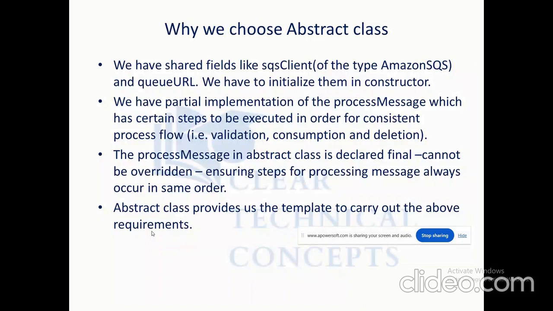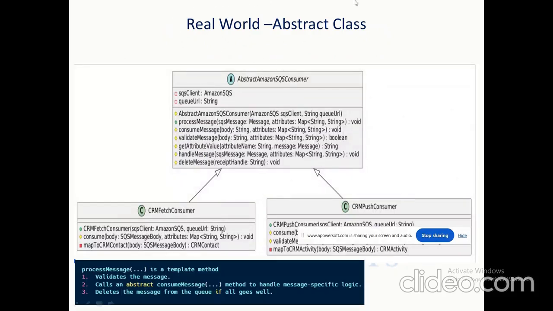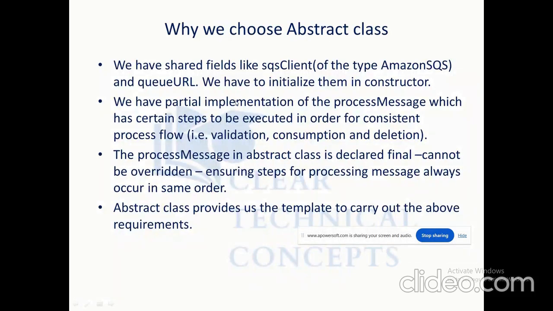Now, the question comes here, why did we choose an abstract class in this scenario? The point to understand is that we have shared fields like sqsClient of type AmazonSQS and qUrl, which we wanted to initialize with the constructor. They are both present in this base class. Then we had this requirement that the processMessage method had some kind of partial implementation, which means that certain steps had to be executed in order for a consistent process flow.